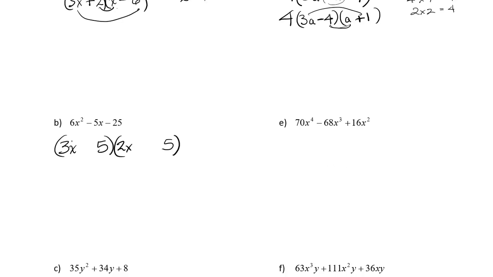Well, if I have 3x times 5, that will give me 15. And 2x times 5 will give me 10. So I need the bigger product to be negative, which will be this second 5.